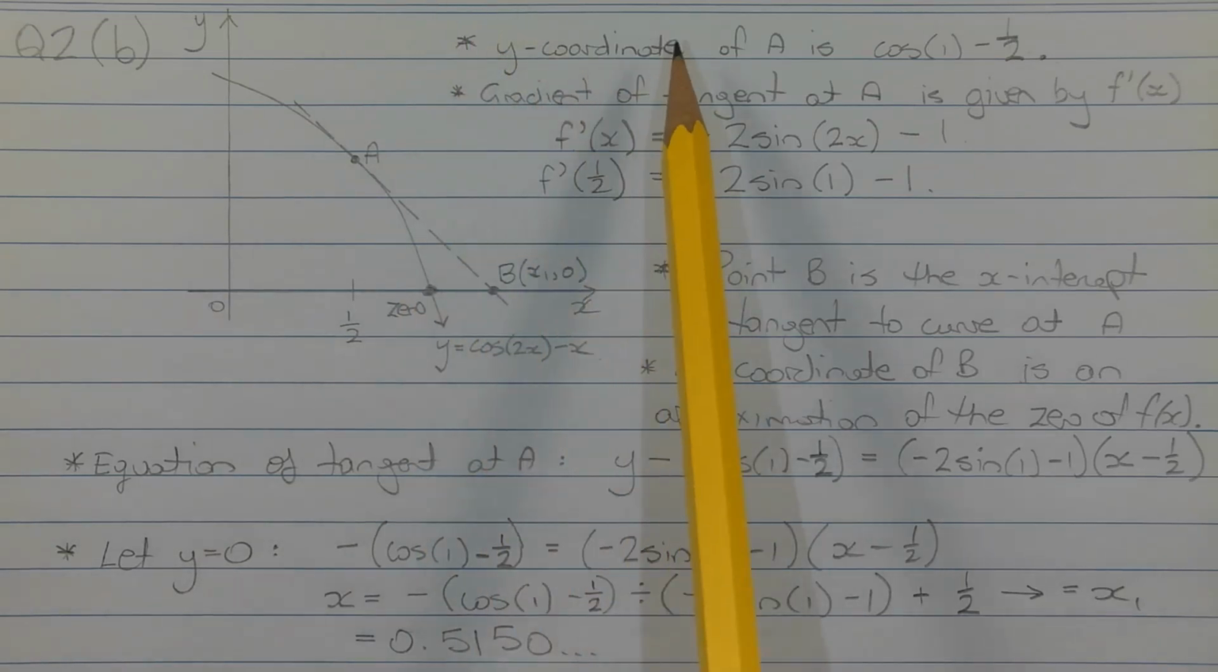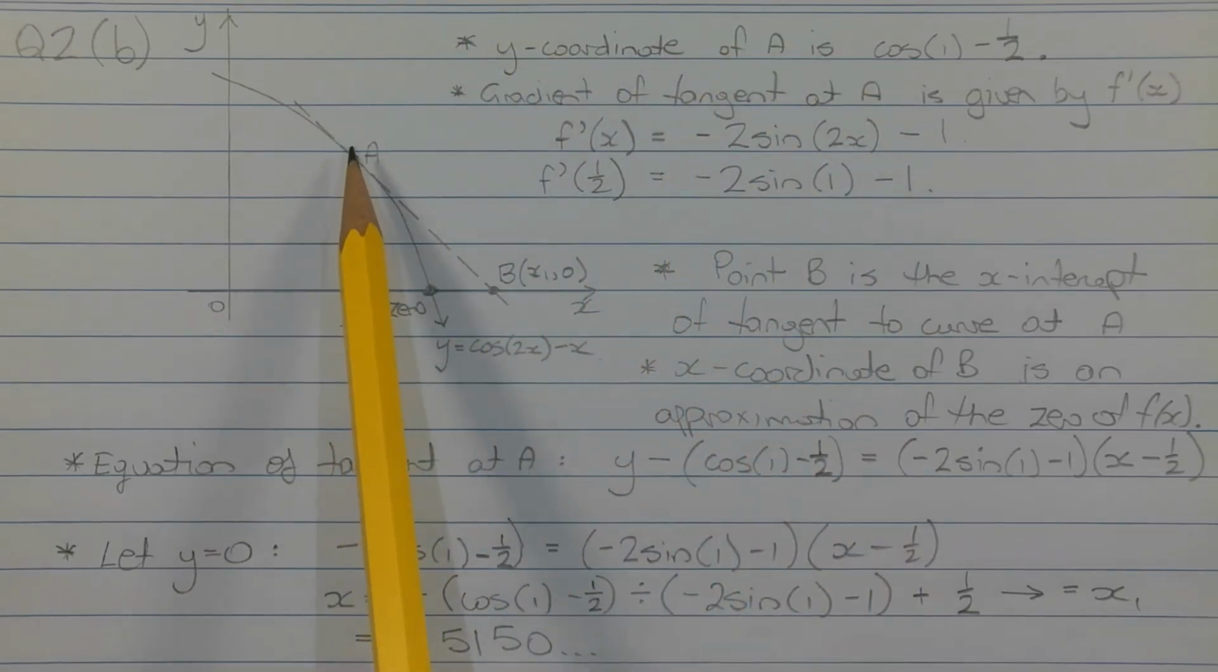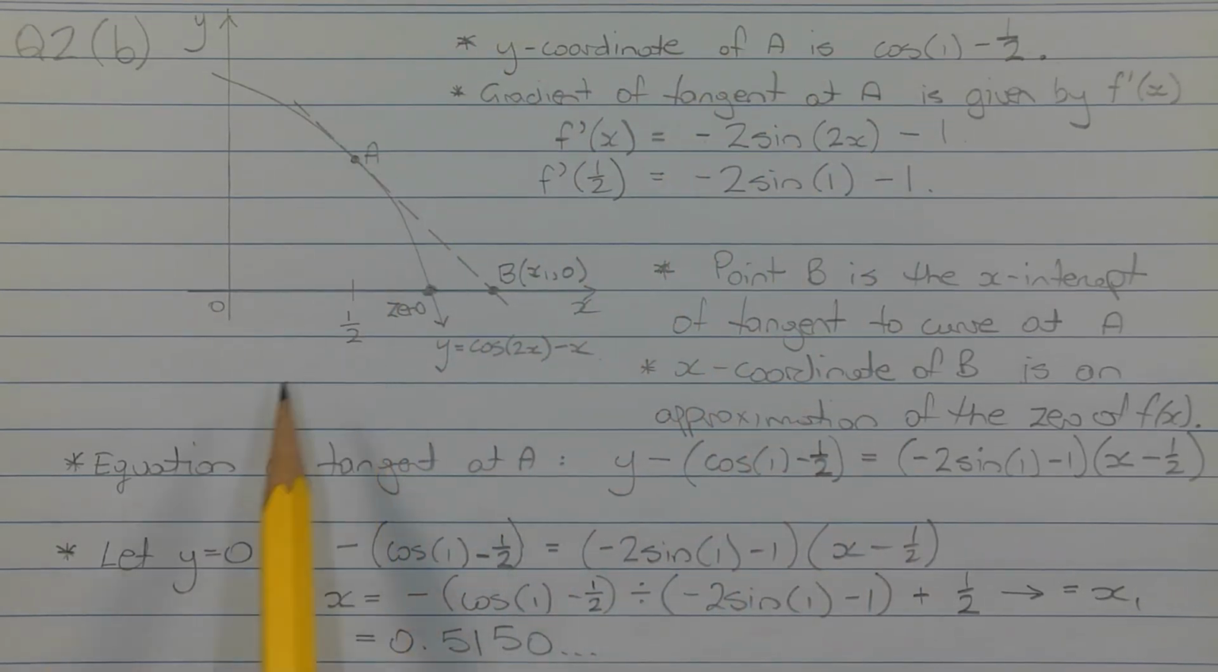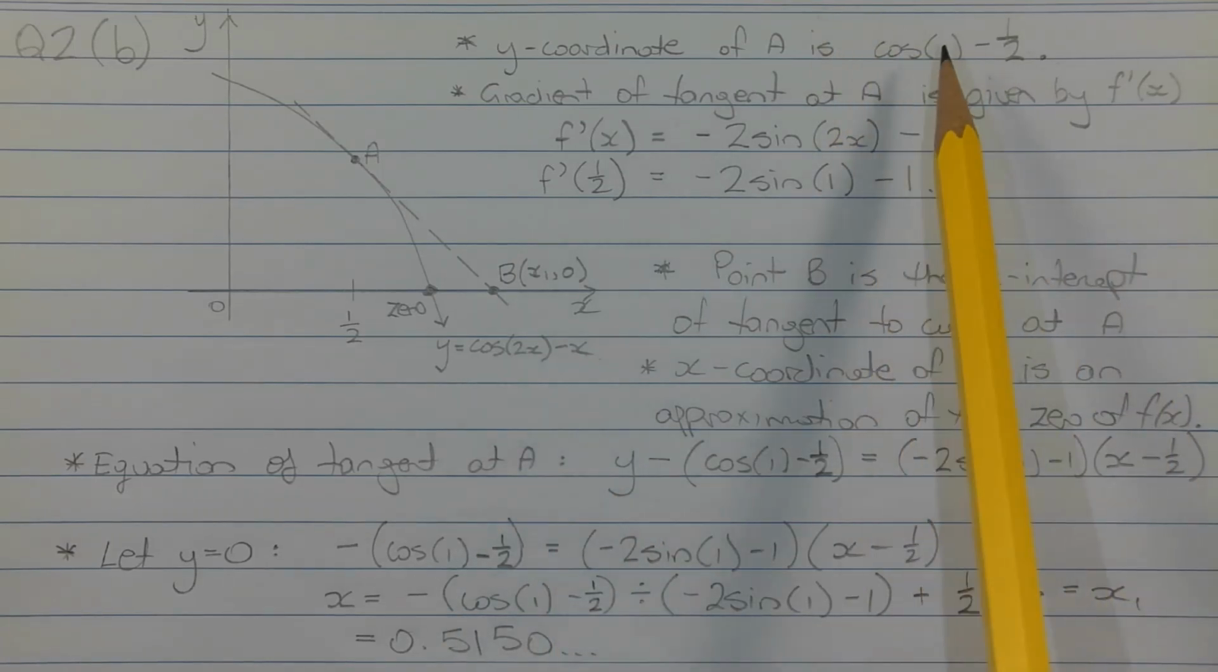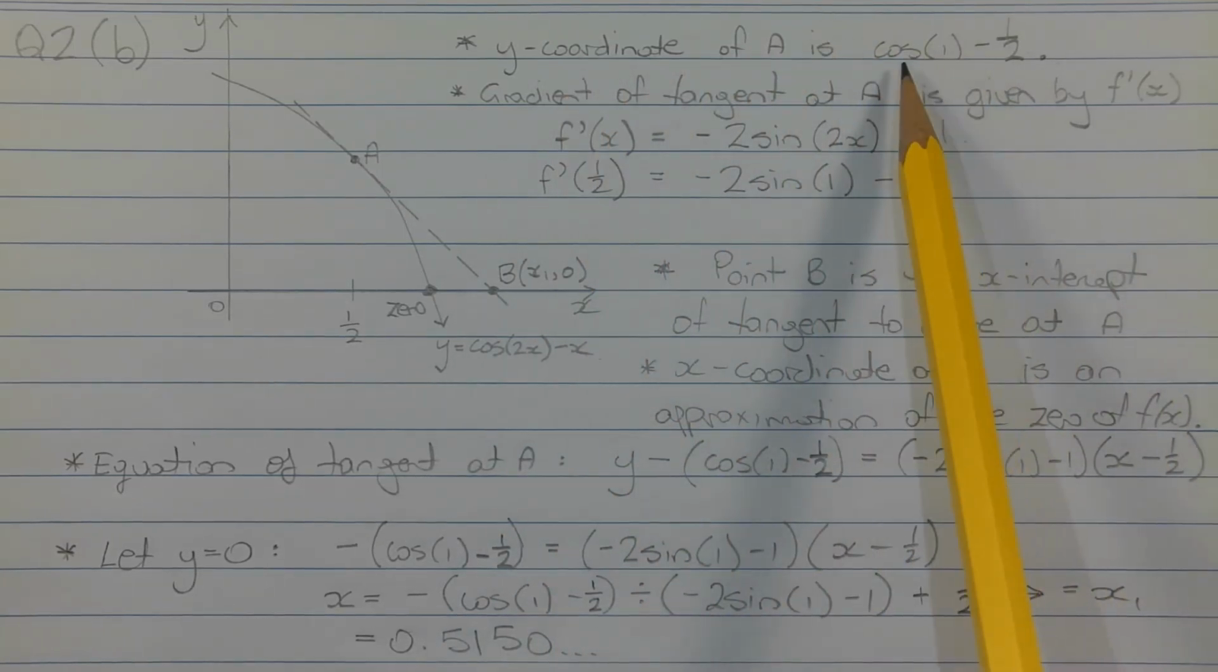So we need the y-coordinate of point A, which is the point directly above 1 over 2. And we get that by substituting 1 over 2 into the original function. So substituting 1 over 2 for x here and here, we get the y-coordinate of A is cos 1 minus 1 over 2.